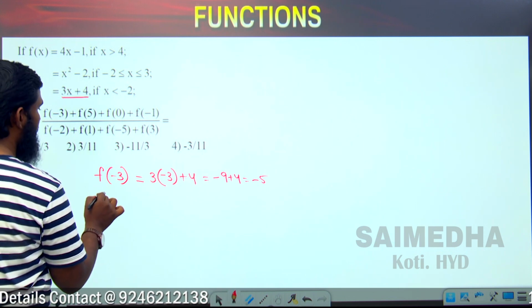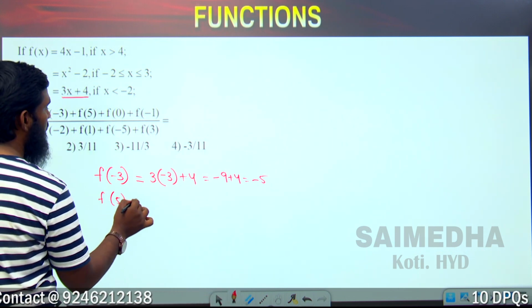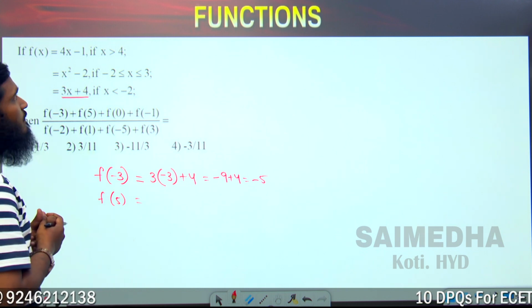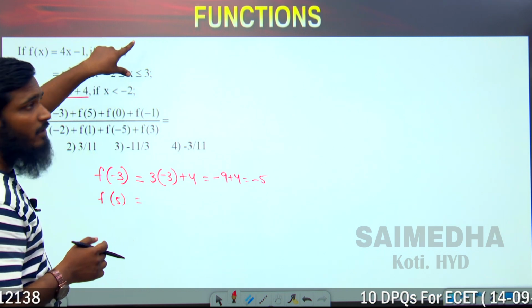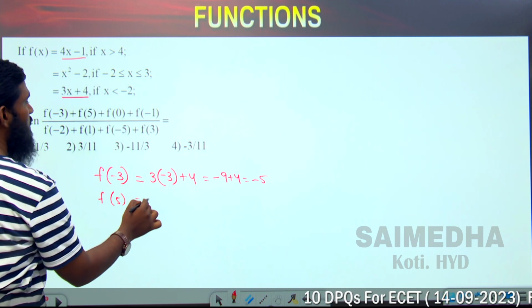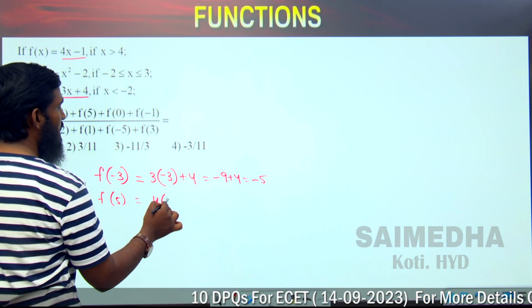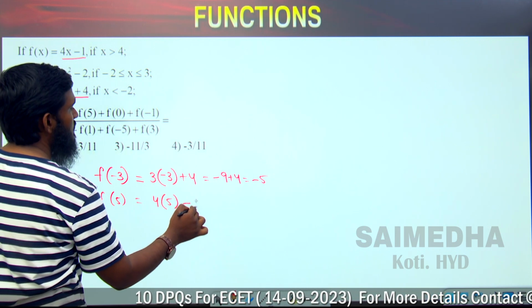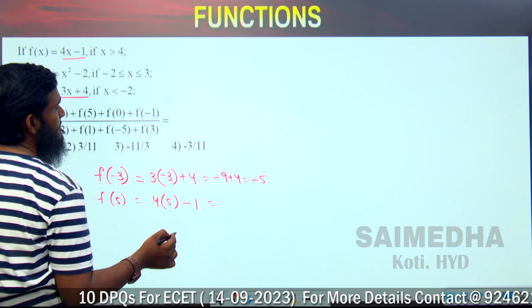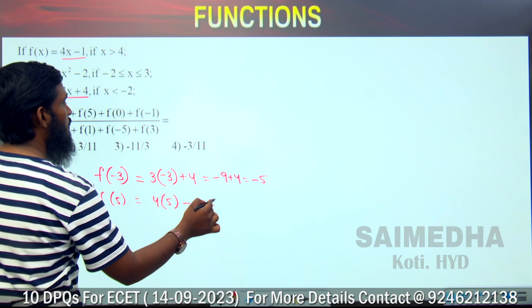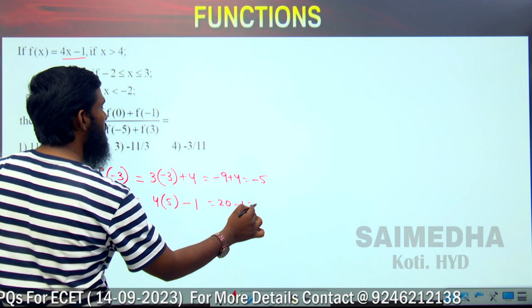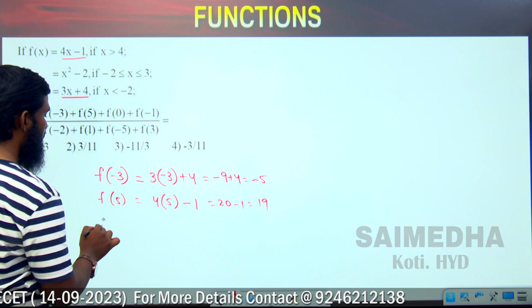Now the next value is f of 5. 5 is greater than 4, so we have to take this function, 4x minus 1. In place of x we have 5, so 4 into 5 minus 1. 4 fives are 20, 20 minus 1 equals 19. Okay.